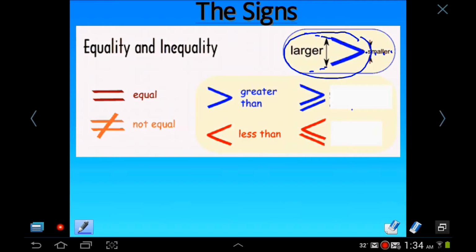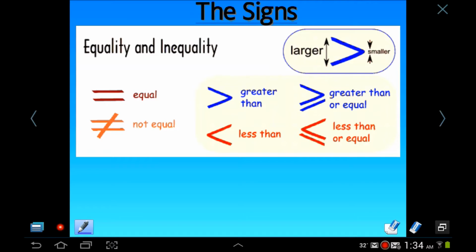And then this might be new to you, these two, which are greater than or equal to and less than or equal to. If there's a line underneath it, like this, or it's written like this, it means "or equal to." So less than or equal to, or greater than or equal to.